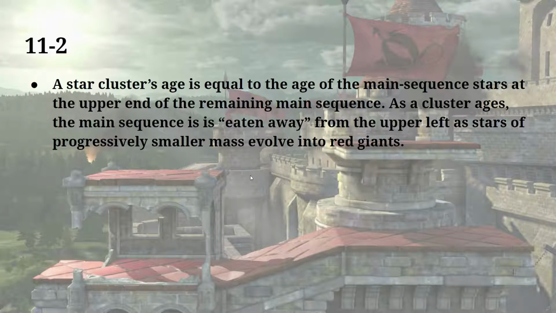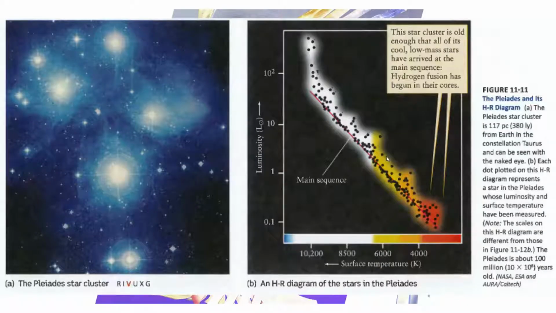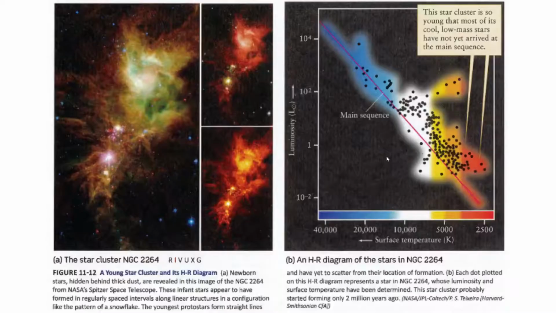So if we're looking at a cluster of stars that started at the same time, a star cluster's age is equal to the age of the main sequence stars at the upper end of the remaining main sequence. As a cluster ages, the main sequence is eaten away from the upper left as stars of progressively smaller mass evolve into red giants. So if we want to compare, we're going to compare these two right here.